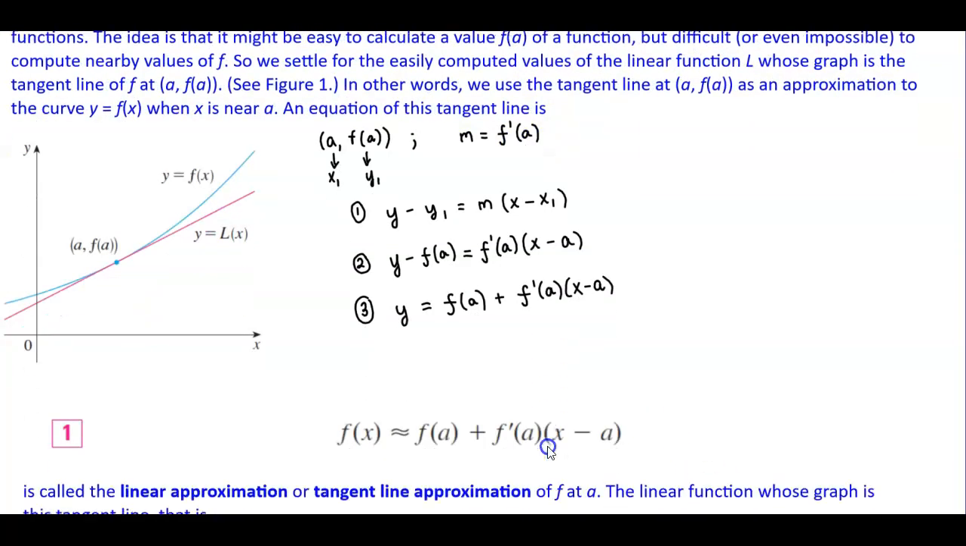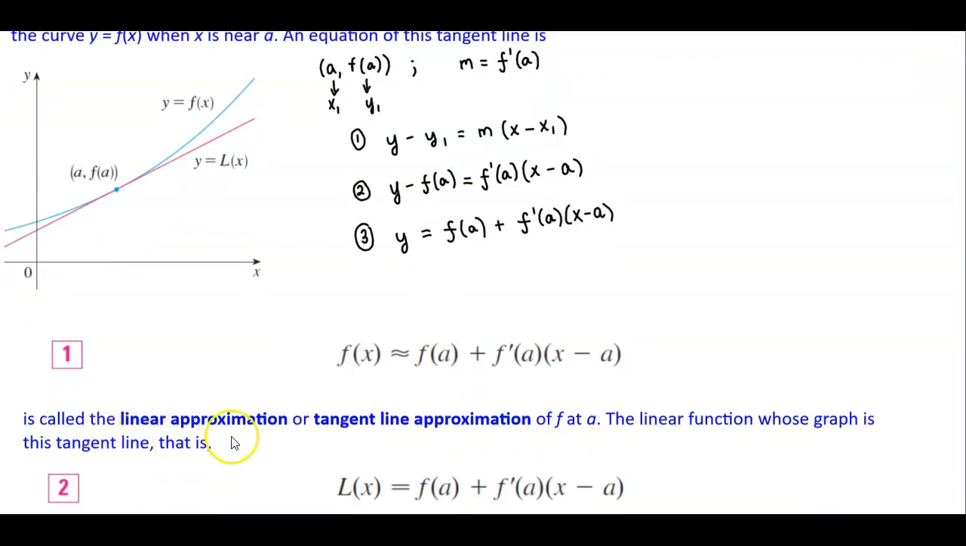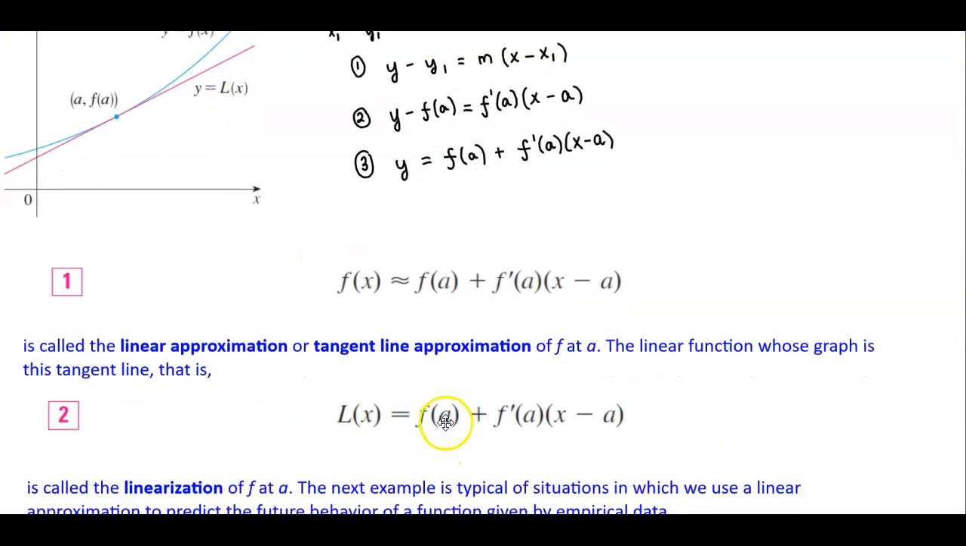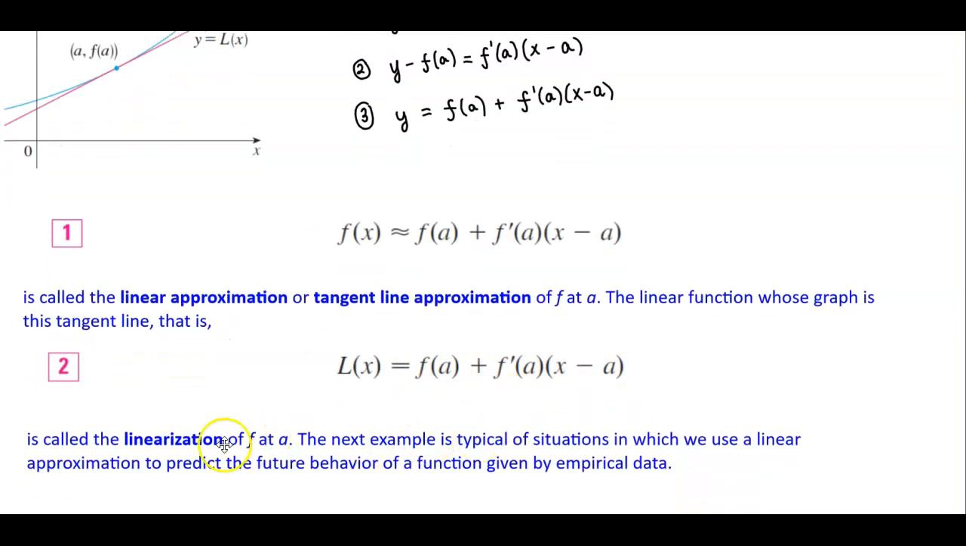And so therefore that gives us our first definition. f of x is going to equal approximately f of a plus f prime of a times x minus a. And it is called the linear approximation or tangent line approximation of f at a. The linear function whose graph is this tangent line, that is L of x, which is equal to f of a plus f prime of a times x minus a, is called the linearization of f at a.